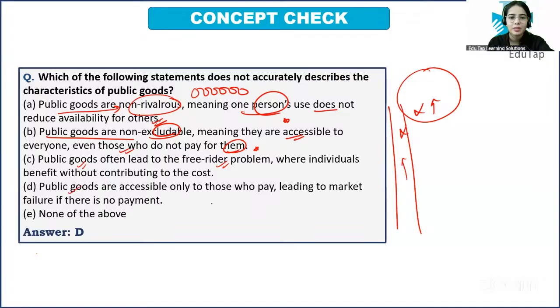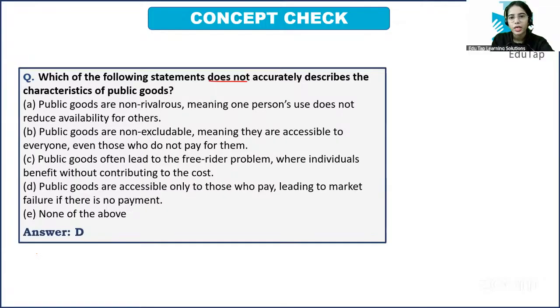Public goods are accessible only to those who pay? No. Public goods are accessible to everyone. Even if you are not paying taxes or paying for that public park, you can still use it. So D is the answer. D is the incorrect statement, since the question asks which statement does not accurately describe the characteristics of public goods. It is accessible to everyone. So that is the idea.